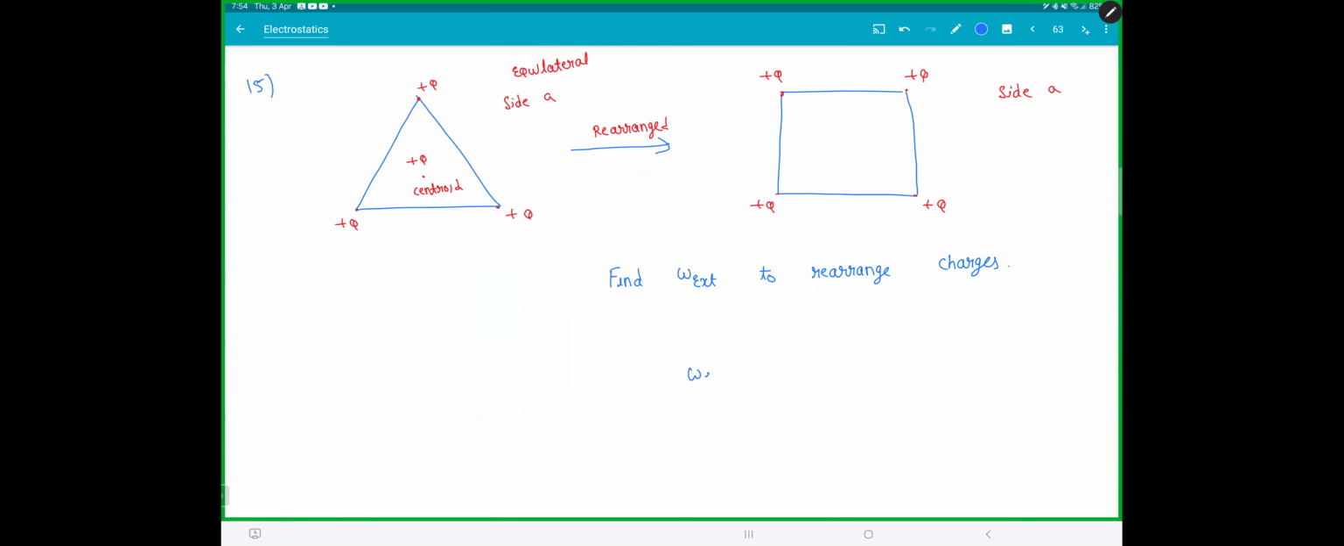Again, what is work done by external force? Change in potential energy plus change in kinetic energy. Here, the kinetic energy is not there. So you just have to find the potential energy. So final potential energy minus initial potential energy. So how many pairs are there here? 4C2. There are 6 pairs. So there are 6 terms, and here there are 6 terms. Get them. I'll give you a minute more.